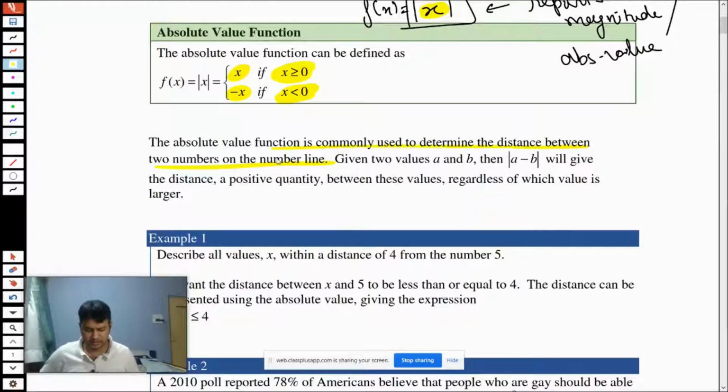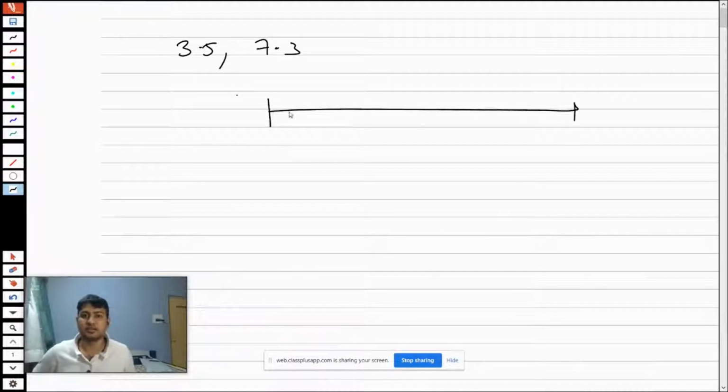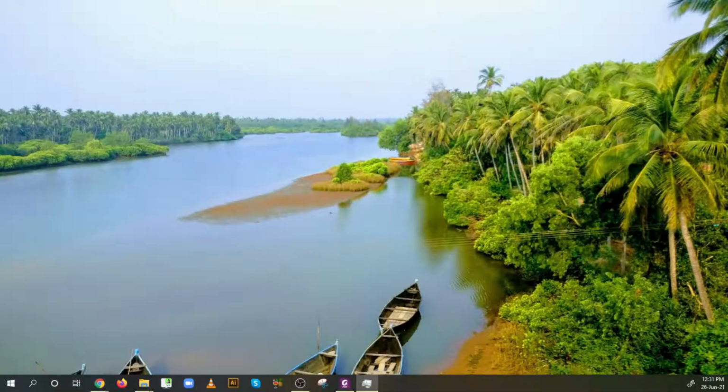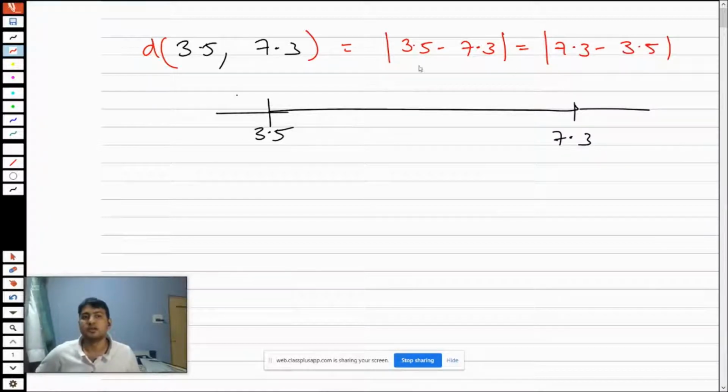Okay, so for example, suppose on a real number line I am interested in the distance between the points 3.5 and 7.3. So what's the distance? The distance between these two points can be given by mod of 3.5 minus 7.3, which incidentally is also equal to mod of 7.3 minus 3.5. Right? So it does not matter which number you put first.